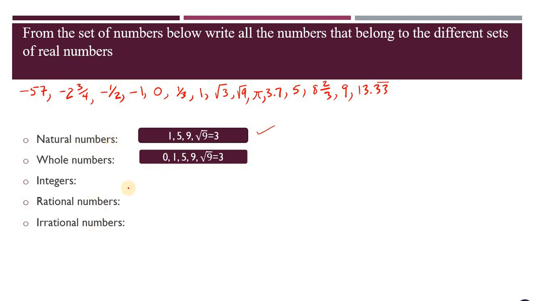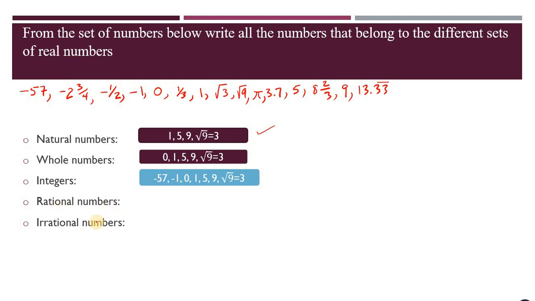What about integers? Integers are all whole numbers, including negative whole numbers as well. So we'll include all these numbers and select those that are negative but without fractional parts. And so we select negative 57, negative 1, and whole numbers from 0 onwards. Okay, what about rational numbers?